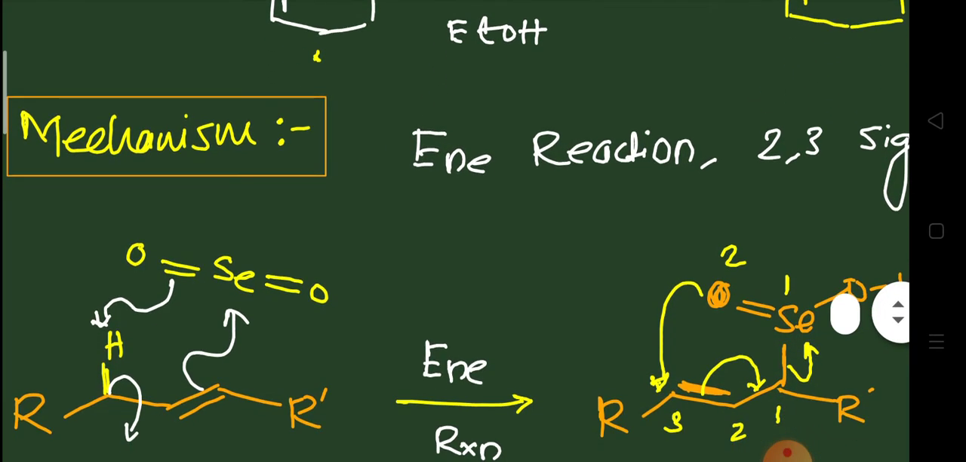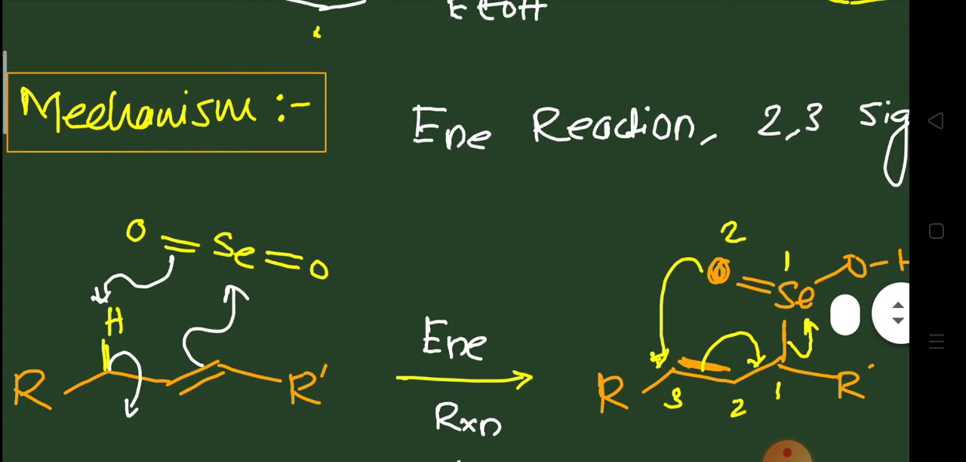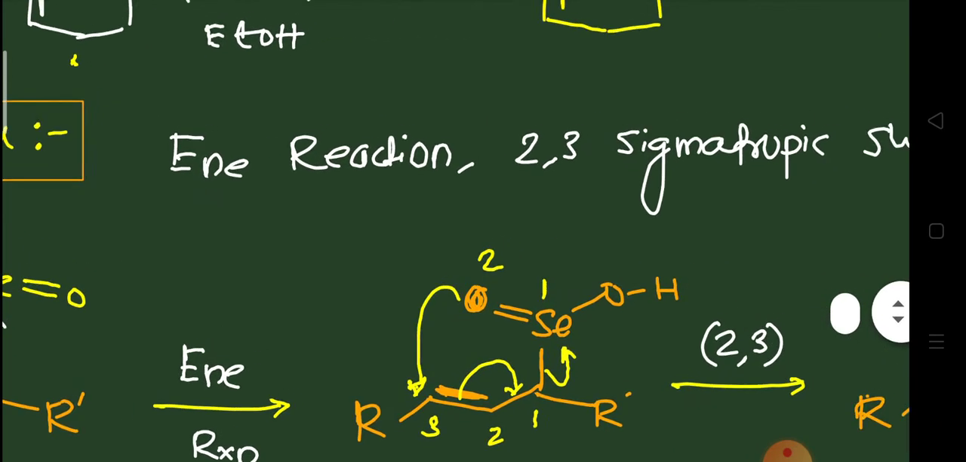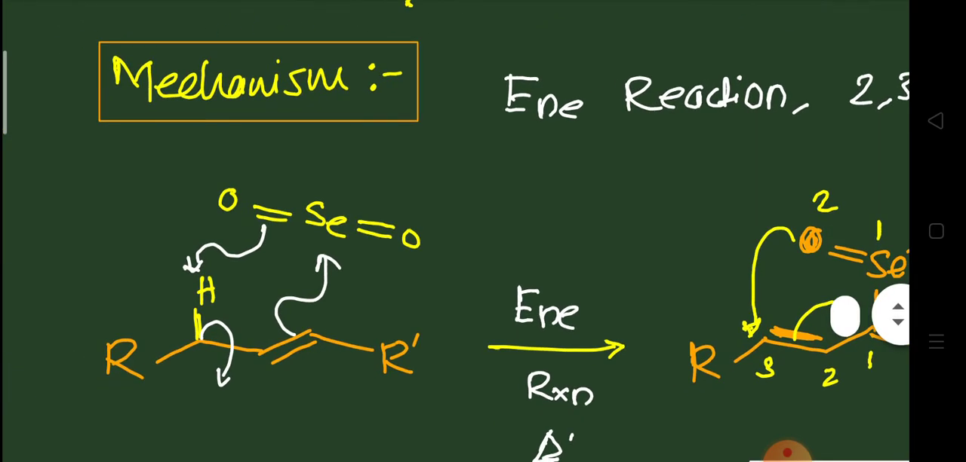Now, the most important thing is the mechanism of this reaction. The mechanism is an ene reaction followed by a 2,3 sigmatropic shift. Whenever we are converting an olefin to an alcohol, it is a combination of two reactions. One is the ene reaction, which is an example of a pericyclic reaction, and the second one is the 2,3 sigmatropic shift, also an example of a pericyclic reaction. Now, let us see the example here.